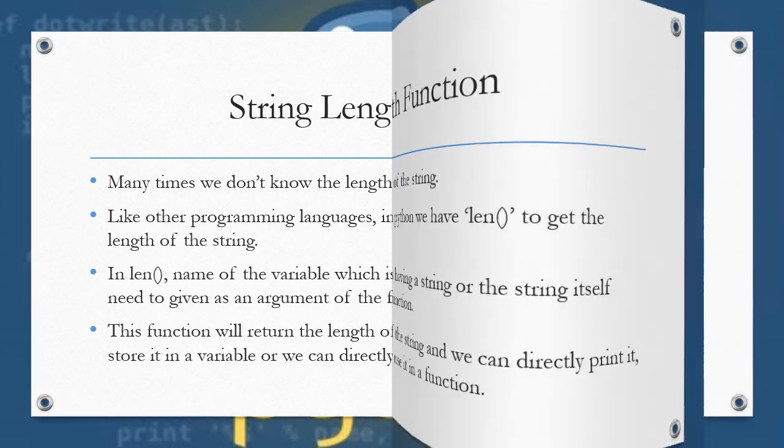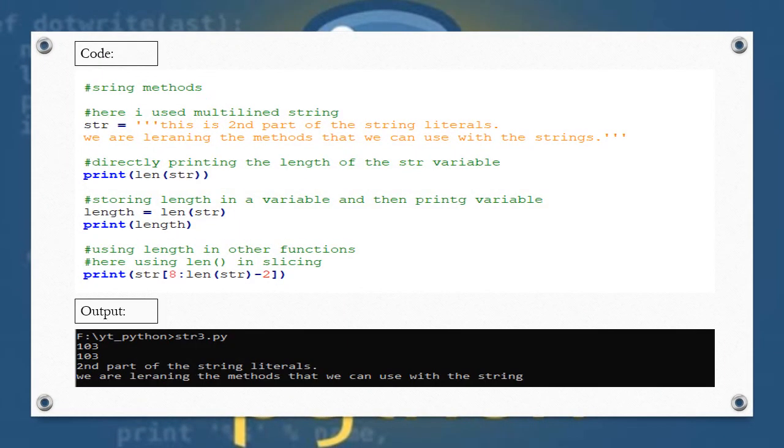Now let's see an example of that. So here I gave a code. I wrote a string which has multiple lines. Firstly I directly printed the length of the string using the print function, and it gives the length 103. In the second line of code, I stored that length in a variable named length, and after that I printed the variable length. So I will get the same output, 103.